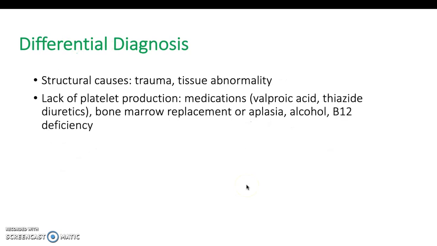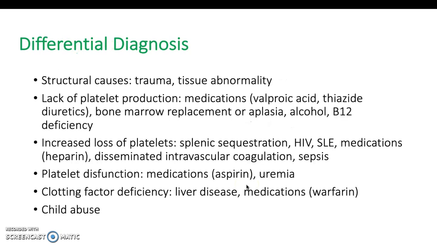Okay, so differential diagnoses. These are all quite important, and I've mentioned immune diseases and medication, but also something important to note is child abuse. If a child comes in with multiple bruises, it should always be on the back of your mind, and not just to go straight for a hemorrhagic disorder. So always think about that and ask more.